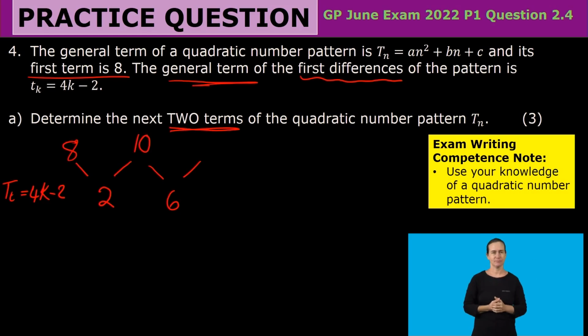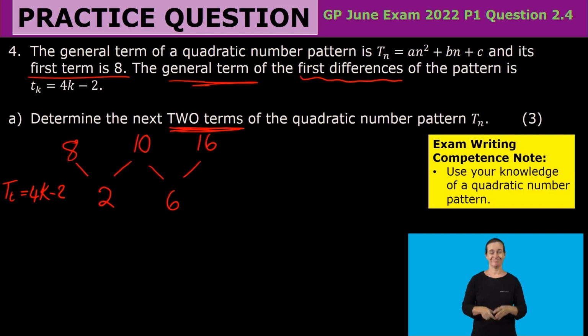The next value there means the difference between this value and 10 is 6, which simply means that this is going to be 16, because 16 minus 10 is equal to 6. So that is then the next two terms of that quadratic pattern.